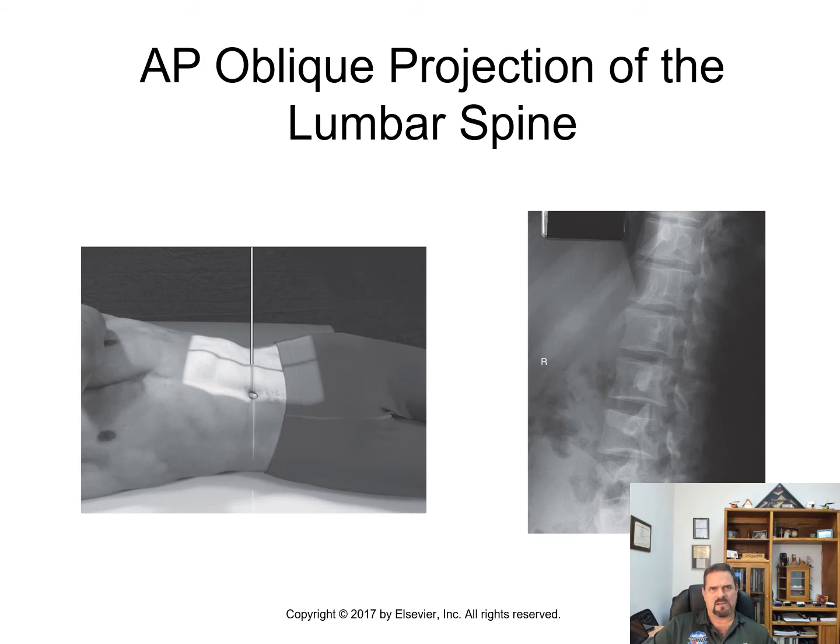Right, so AP oblique, notice he's got about a 45-degree angle away from the table, but still we're looking for the umbilicus being our center focal point.